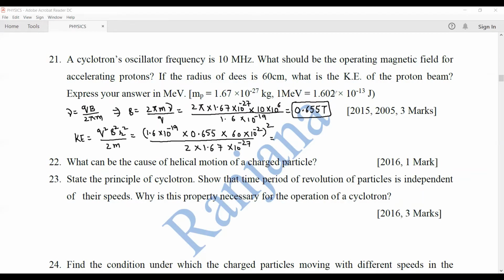1 mega electron volt is 1.6 into 10 raised to the power minus 13 joule. So this joule, when you convert it into mega electron volt, you will divide it by 1.6 into 10 raised to the power minus 13. So you'll get the answer in mega electron volt. On dividing by 1.6 into 10 raised to the power minus 13, we convert it into mega electron volt, and the answer is 7.142 mega electron volt.